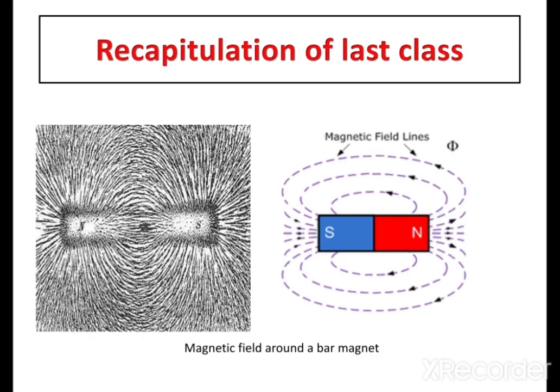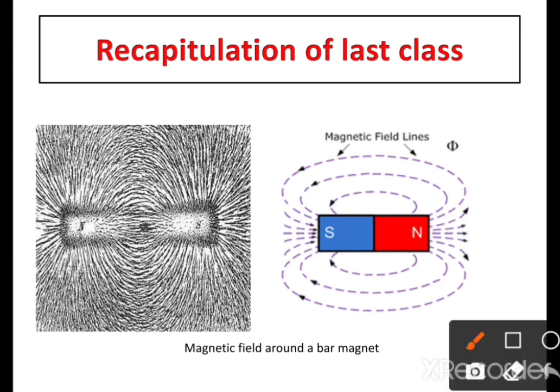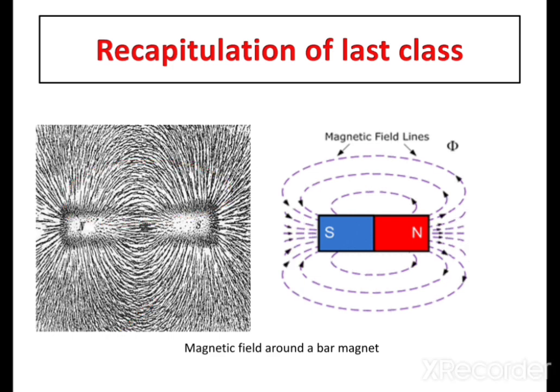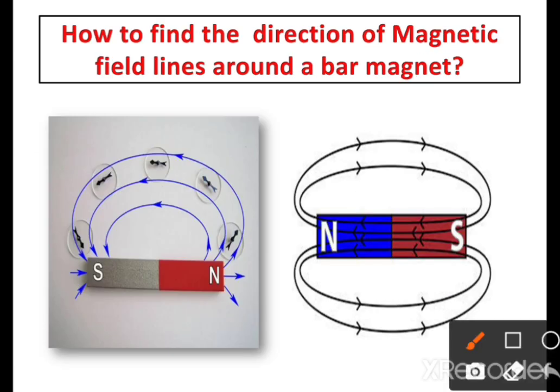Recapitulation of last class. This is a bar magnet. Around a bar magnet, see the magnetic field. The magnetic field lines are closed loops. And see, the direction of the magnetic field is, outside of the magnet, north to south. Inside of the magnet, south to north. It is discovered by using the magnetic compass.